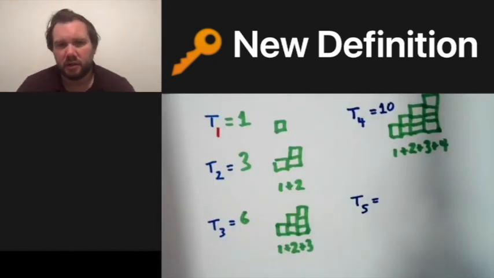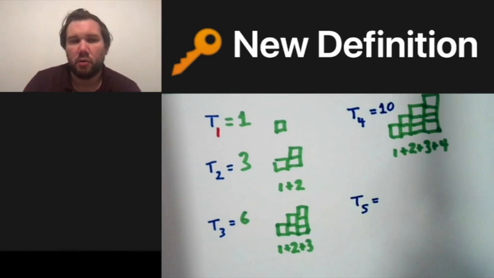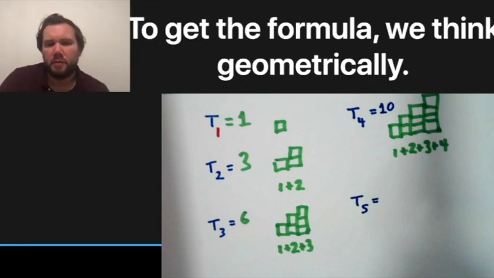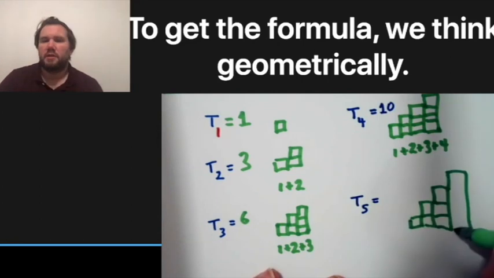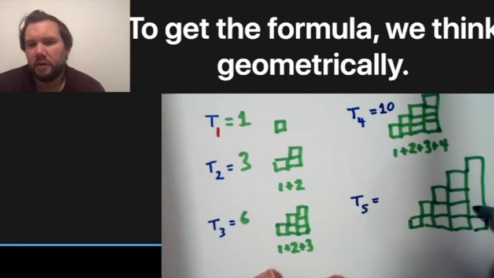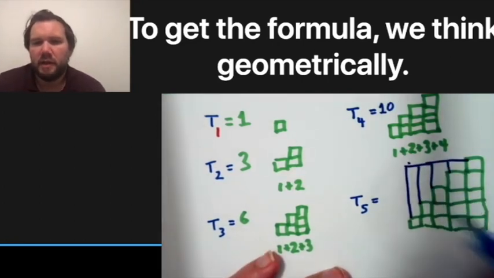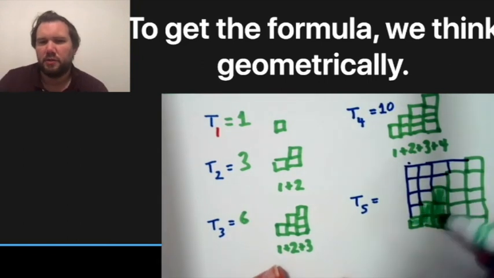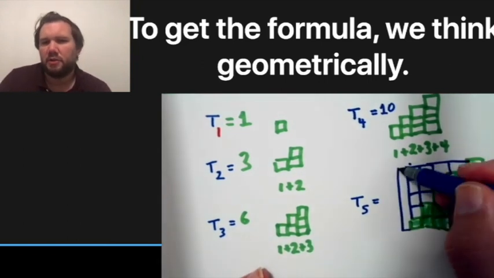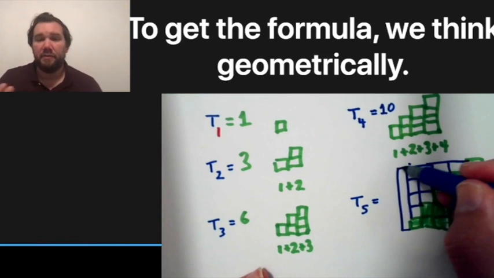So I could do this all day, but what I'd like to have is a more general formula that will allow me to just tell you the answer without having to write out all of the pluses. To get this formula, we want to think geometrically. So I'm going to draw my triangle diagram here from 1 to 5. And then I think, well, what if I could turn this into a rectangle? And I want it to be that the triangle area that I had is half of the rectangle.